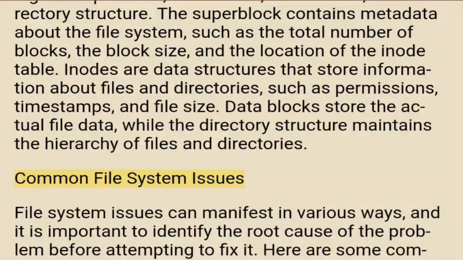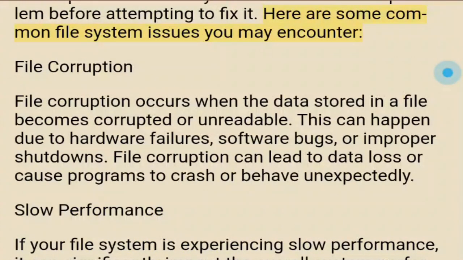Common file system issues. File system issues can manifest in various ways, and it is important to identify the root cause of the problem before attempting to fix it. Here are some common file system issues you may encounter. File corruption. File corruption occurs when the data stored in a file becomes corrupted or unreadable. This can happen due to hardware failures, software bugs, or improper shutdowns. File corruption can lead to data loss or cause programs to crash or behave unexpectedly.